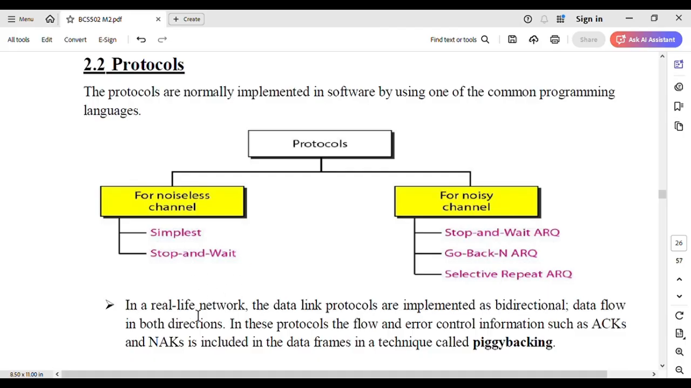In a real network, the data link protocols are implemented as bidirectional, which means simultaneously we are sending data and then receiving acknowledgement. Data flows in both directions. In this protocol, flow and error control information such as acknowledgement and negative acknowledgement is included in the data frames in a technique called piggybacking.